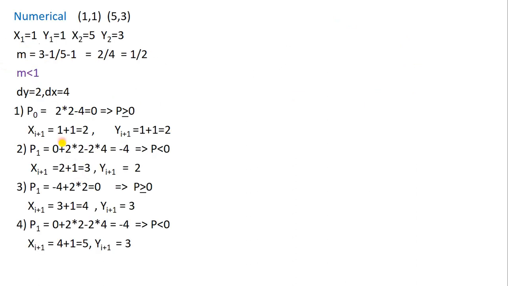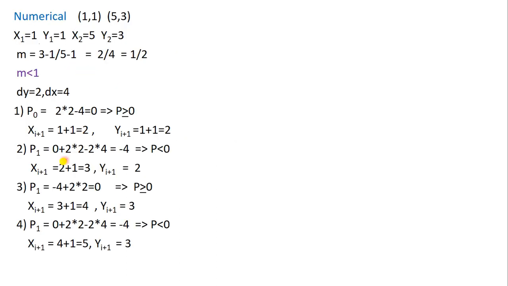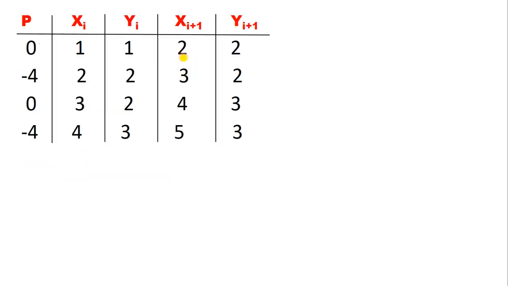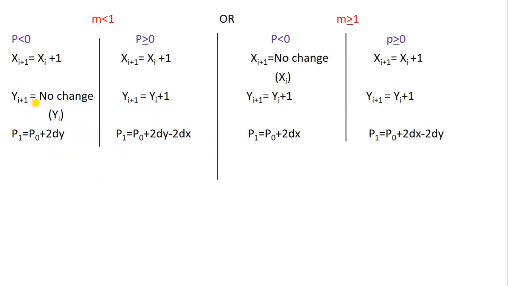Okay, so what is the xi value? 2. So 2 I have written here, and we should add 1. What is the result? 3. That 3 is the xi plus 1 value. That 3 I have put in the xi position. Okay, so now we have to find out the yi plus 1 value. There is no change in yi. We should not change yi plus 1, so whatever the previous yi value is, we should put in the yi plus 1 value.